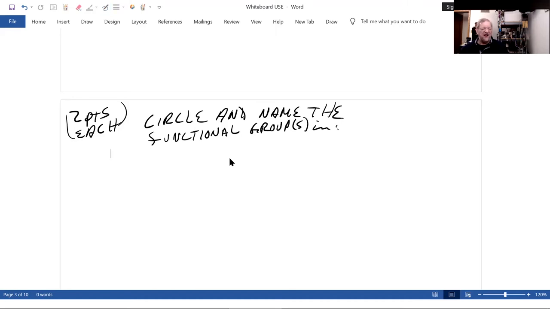It's time to play that fun game, circle and name the functional group or groups, 2 points each. And this is that fun game where you get to find and name the functional group.